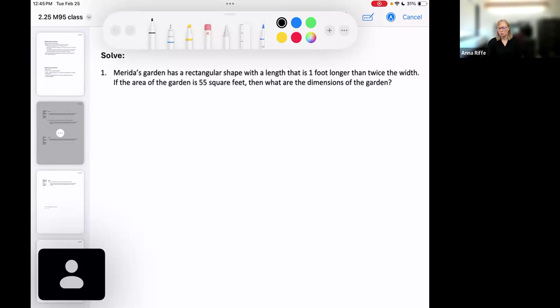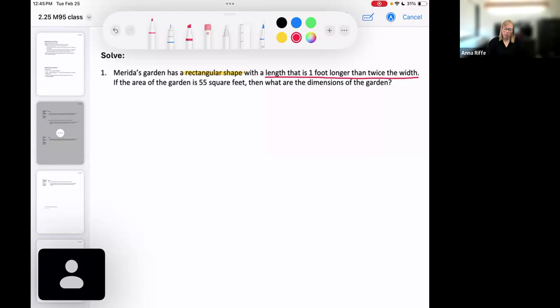So we have a pretty simple setup for this first one. This is a geometry problem. It says Merida's garden has a rectangular shape. So that's a nice bit of information there. This is a rectangle with a length that is 1 foot longer than twice the width. So we have some keywords in there. Longer than indicates addition. Twice indicates multiplication by 2, that kind of thing.